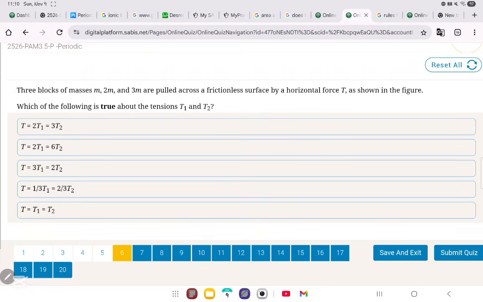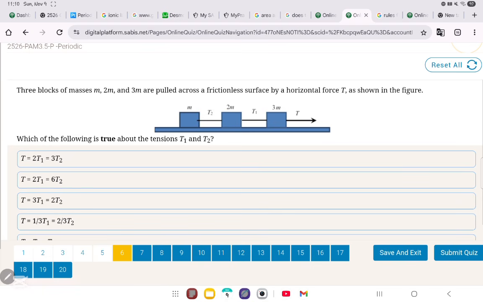We'll move on to question number 6. It says 3 blocks of masses M, 2M, and 3M are pulled across a frictionless surface by a horizontal force T as shown in the figure. Which of the following is true about the tensions T1 and T2? First of all, we need to see that this tension T is responsible for pulling M, 2M, 3M. So T pulls M plus 2M plus 3M. It pulls these 3 blocks of 3 different masses. This is something important to pay attention to.